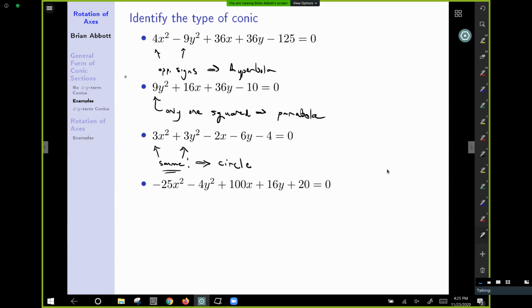Okay, let's look at these ones. The last one, looking at the x squared and y squared terms, again, they have the same sign like the last example, but they are different, and that's when we get not a circle but an ellipse.